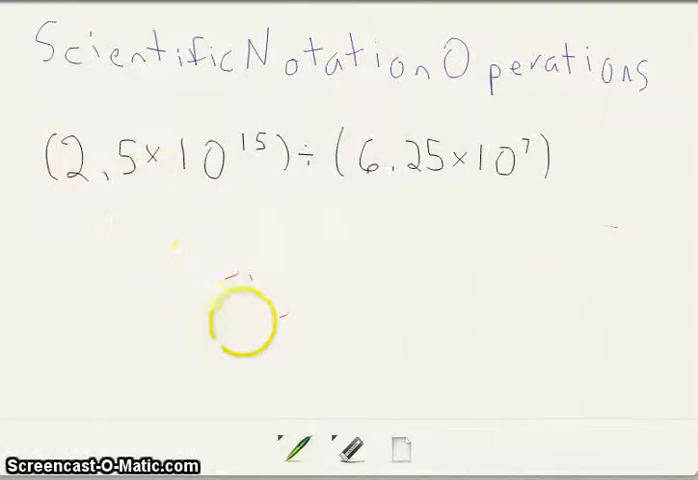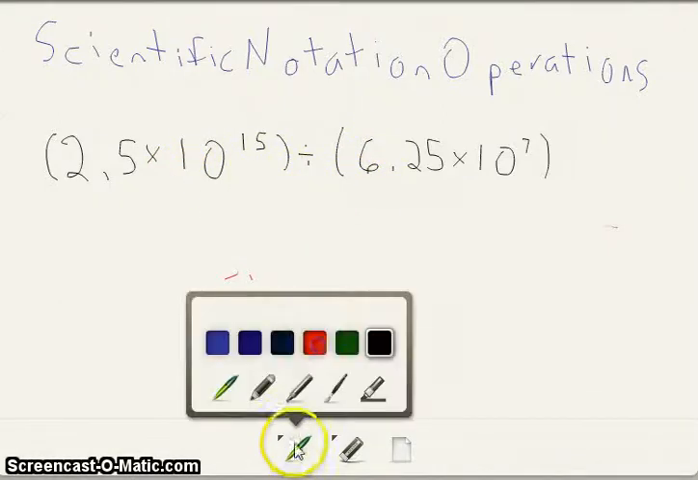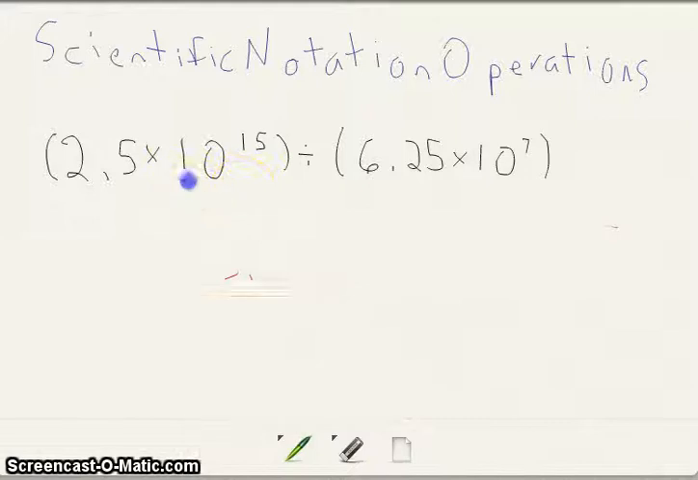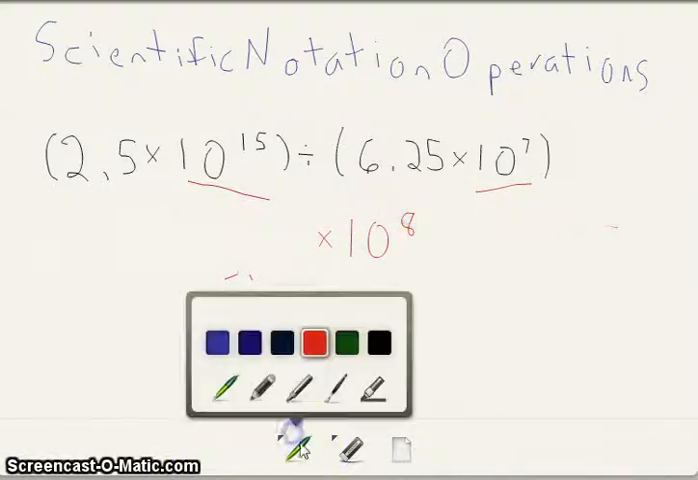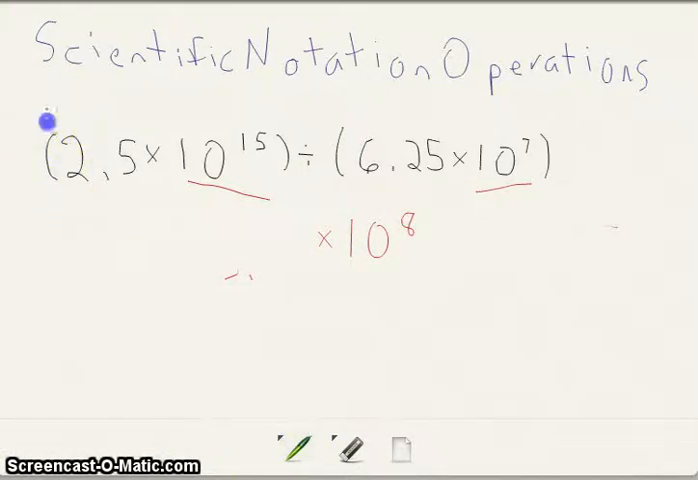Alright, so here's another division problem. We have 2 and 5/10 times 10 to the 15th divided by 6 and 25/100 times 10 to the 7th. So again, start with those exponents, and it's division, so we're going to subtract them. So 15 minus 7 is 8, so this is going to end in 10 to the 8th for now. And then we need to take what we have left over, the 2 and 5/10, and divide it by 6 and 25/100.